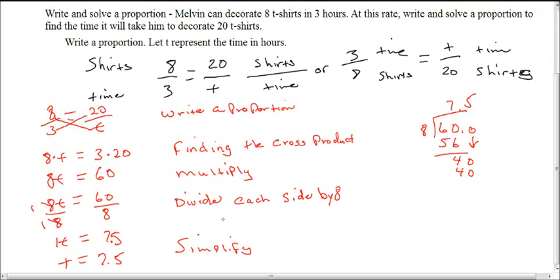So what we have is our 5 steps. Step 1, write the proportion. Step 2, find the cross product. Step 3, multiply. Step 4, divide by the coefficient. We're not always going to divide by 8. Whatever the coefficient is, we're going to divide by that, and then simply simplify. And our answer comes out: it will take Melvin 7.5 hours to decorate the t-shirts. I'm going to go ahead and write that on there so we'll know what the actual final answer is.